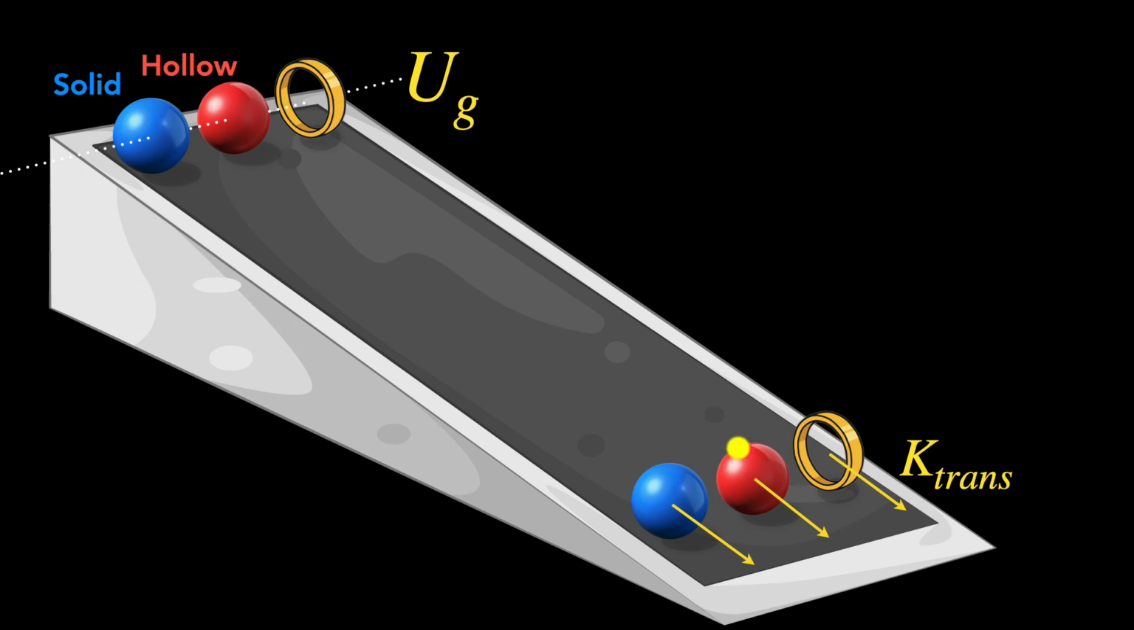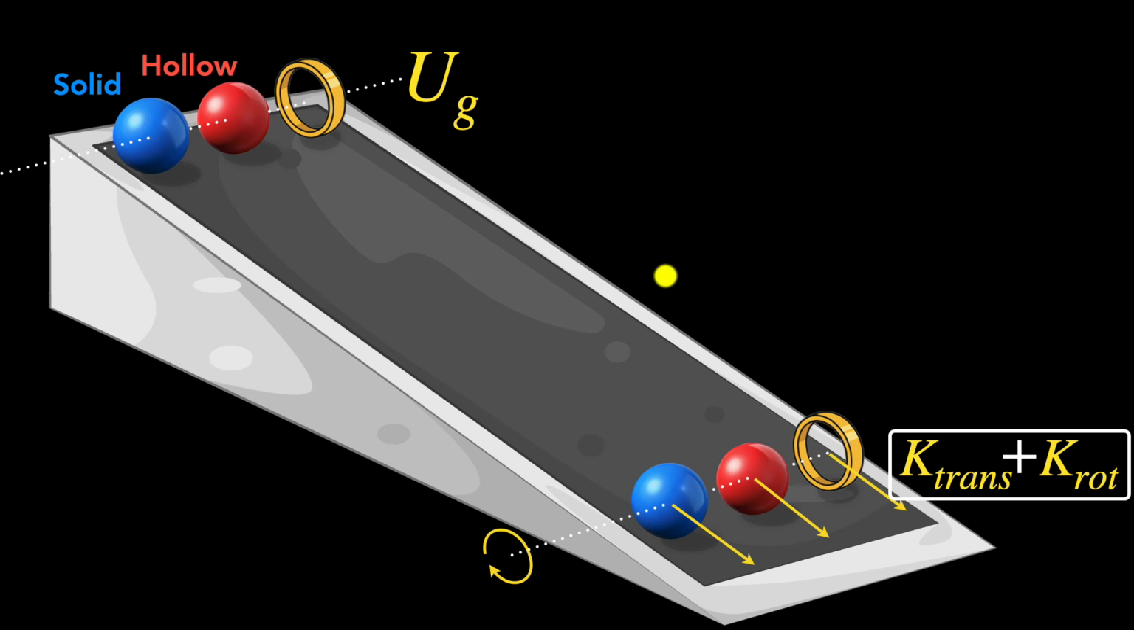But they're not just undergoing translatory motion. They're also spinning, which means when they reach the bottom, they not only have translational kinetic energy, but along with that, they also have rotational kinetic energy. So some of that potential energy is converted into rotational kinetic energy, and only the remaining will be the translational kinetic energy. And now the question is, how does it get distributed for different objects?